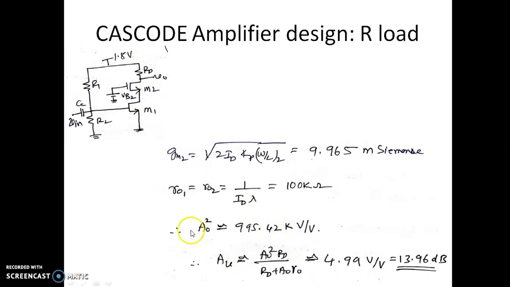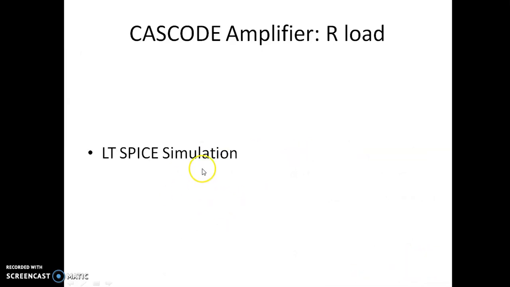Even though A0 square is kilovolt per volt, since we have a resistive load which is of hardly 500 ohms, if you substitute all those values, the actual gain happens to be hardly 5. So you can see the open circuit cascode gain, which is almost 1000 kilovolt per volt, almost 1 megavolt per volt, has been dropped to almost 5 volt per volt, which is around 14 dBs. So we'll actually see the simulation of the same design in LT Spice, and try to understand how this is happening.